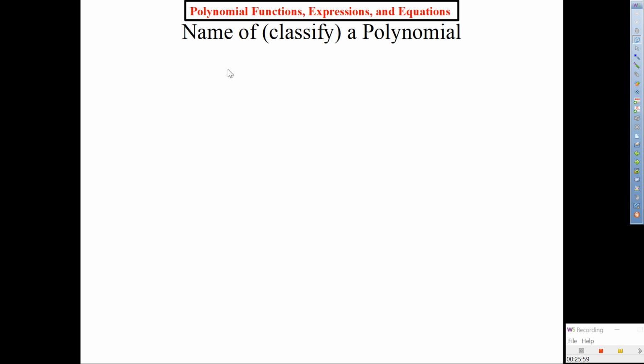So check this out. We said we're going to classify polynomials, which means give it a name. Well, polynomials have two names. They have a first name and a last name, just like us. The first name, I put it in red, because it has to be according to the degree of the polynomial, and the last name is according to the number of terms.